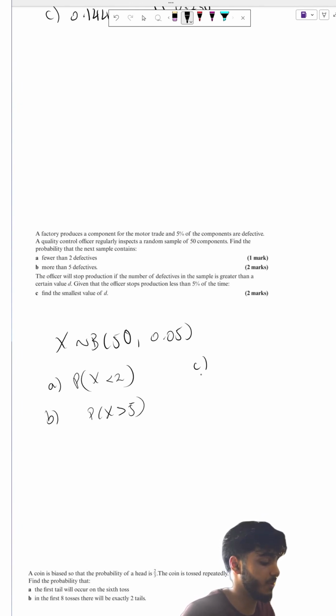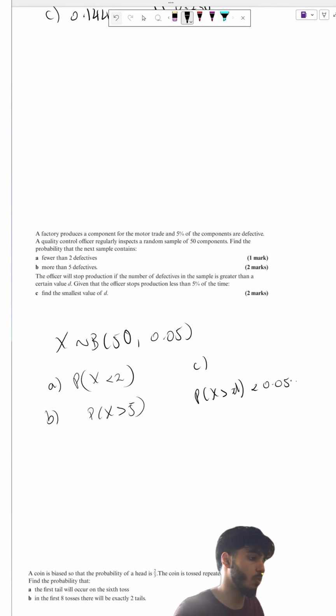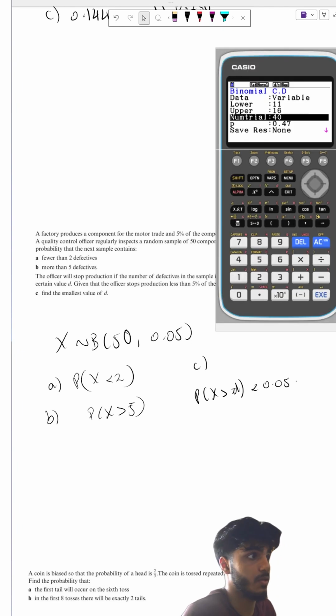The officer will stop production if the number of defectives in the sample is greater than a certain value D. Given that the officer stops production less than 5% of the time, find the smallest value of D. Okay, so we want probability that x is bigger than something. Actually, I'll put D. Probability that x is bigger than D is going to be less than 0.05. Okay, so there's 2 ways of doing this. One way, you do it algebraically, which I don't recommend. It's going to be super long. Method 2, you just point to your calculator and just trial and error. Okay, and that's what I would do.